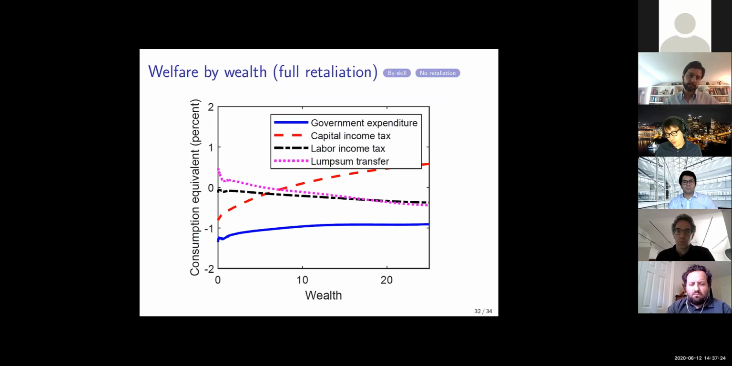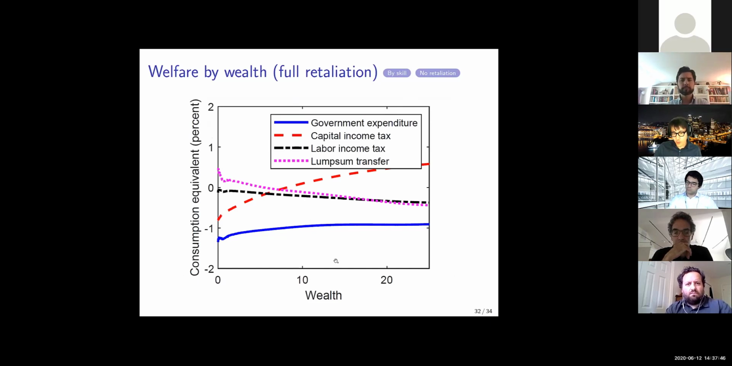Because we wanted to think about the wealth distribution, let's look at these graphs. In the paper, I can click on these, but I'm going to run out of time. We break this down by skill, and also the case where there's no retaliation, and all the different decompositions of what goes into these numbers.